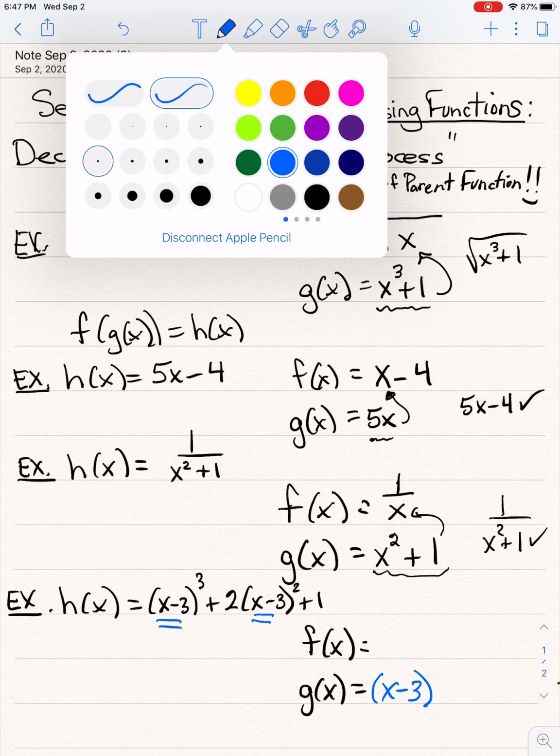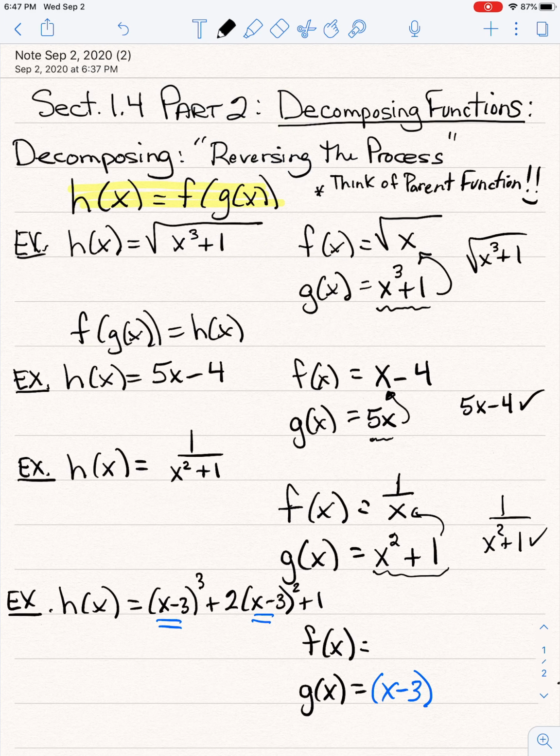Okay, then if you're thinking along with me, if we pull that out, then it would leave an x to the third plus 2x squared plus 1. So again, the idea is this x minus 3 would substitute into both of those places for x, and we would end up with our h of x.